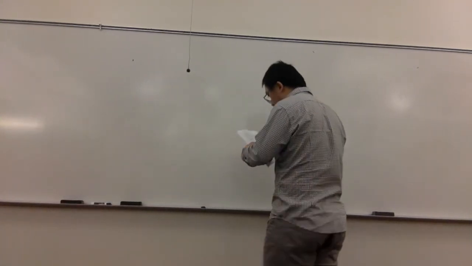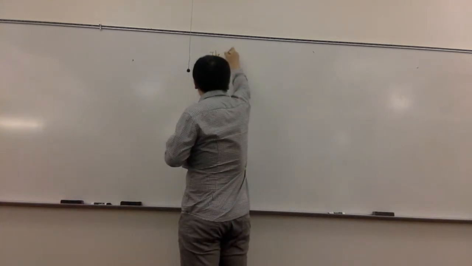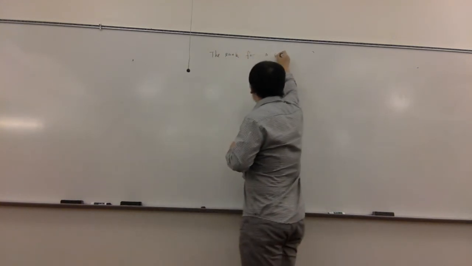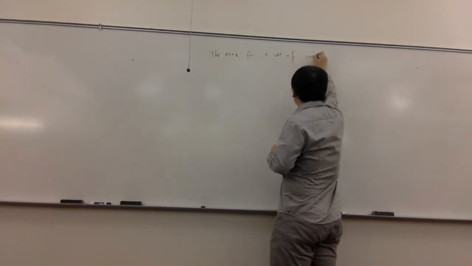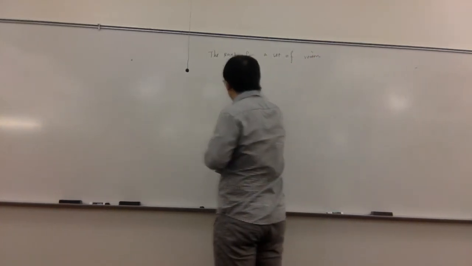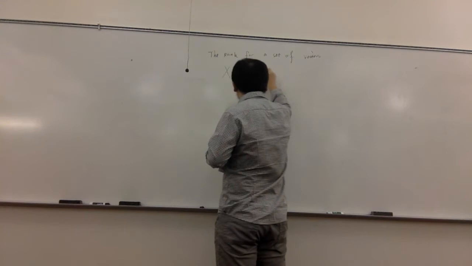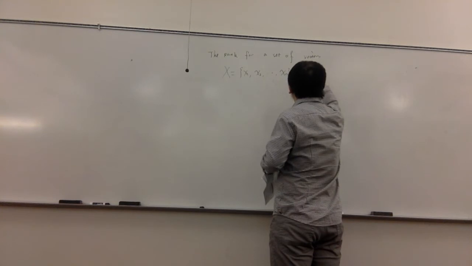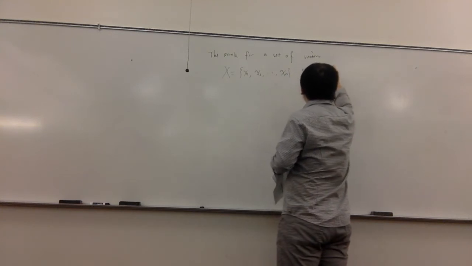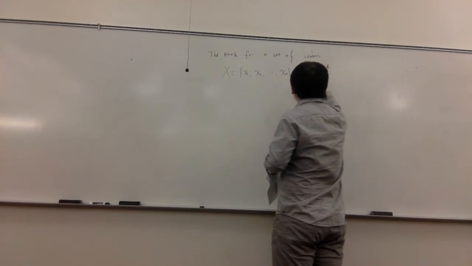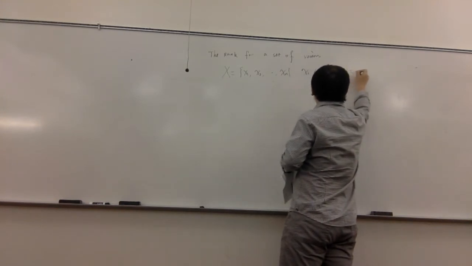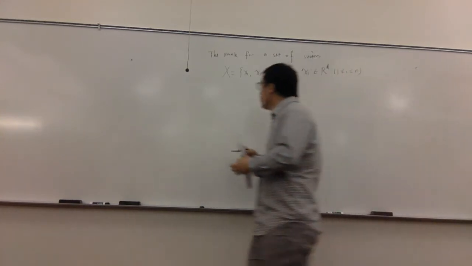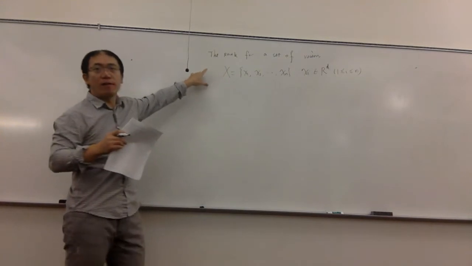So we first define the rank for a set of vectors. Big X, suppose it consists of n d-dimensional vectors. Namely, each xi belongs to d-dimensional space, i is from 1 to n, right? And then we can define a rank for this vector set.